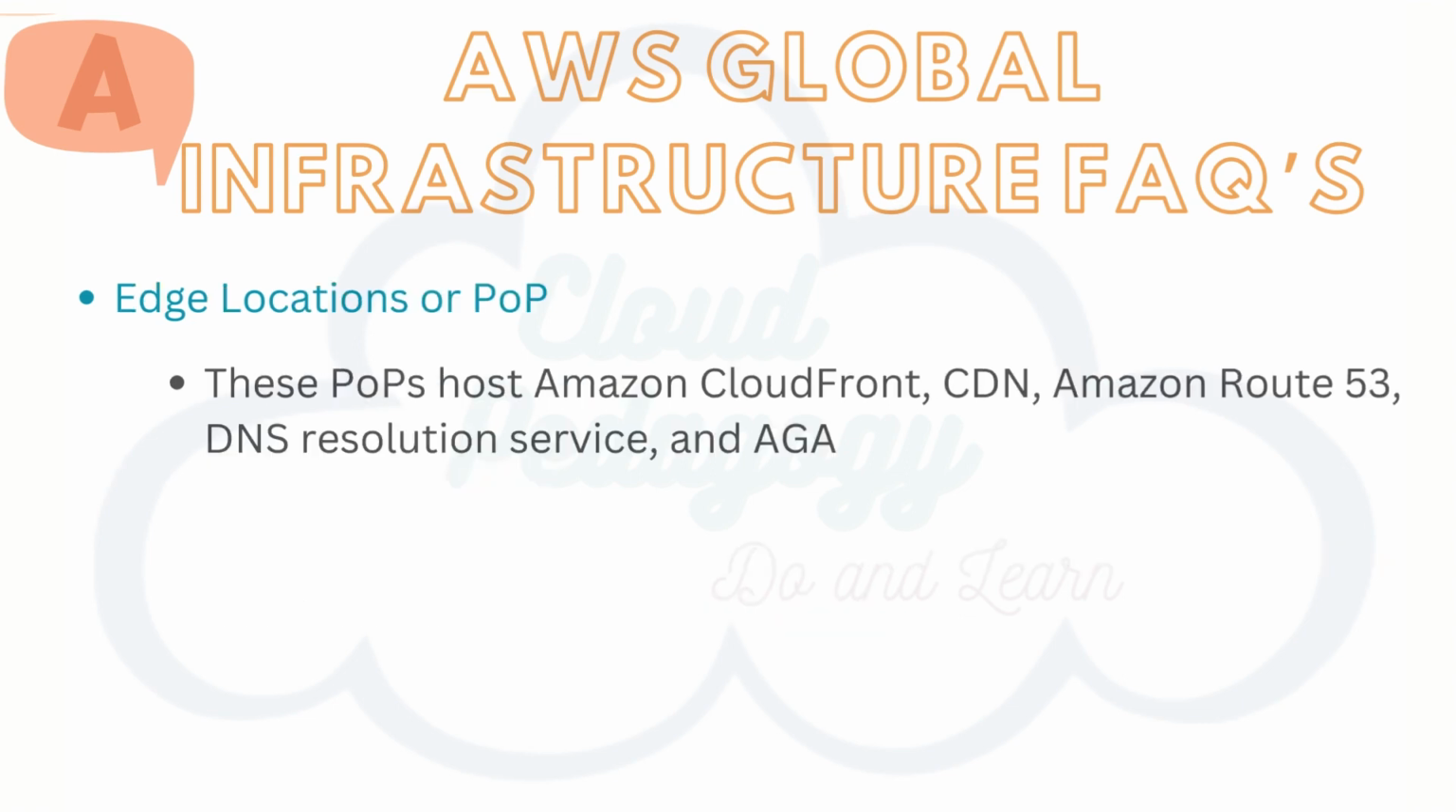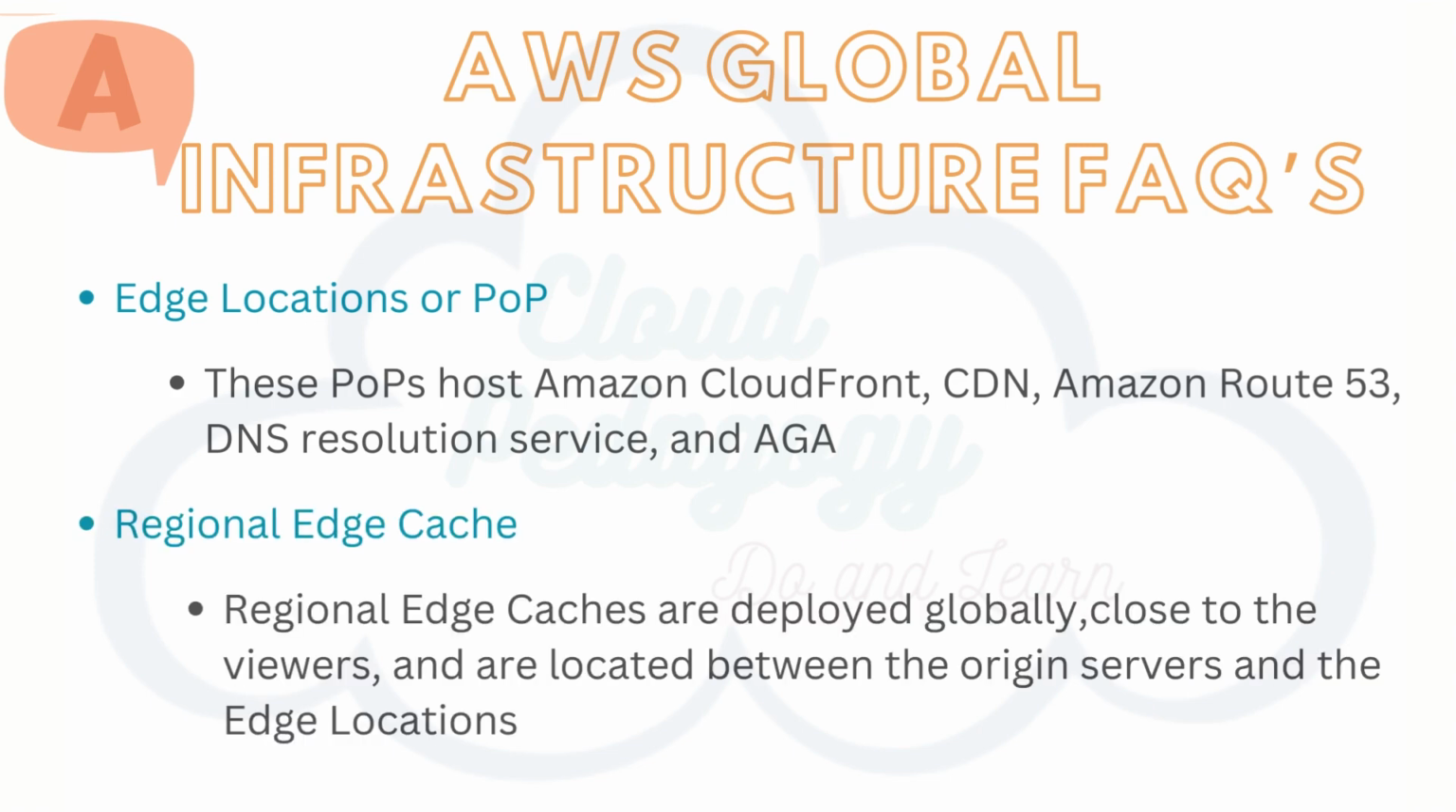Next, edge locations or point of presence. In addition to the AWS regions and availability zones, AWS also operates a globally distributed point of presence, which are POP network. These POPs host Amazon CloudFront, a content delivery network, Amazon Route 53, a public domain name system DNS resolution service, and AWS Global Accelerator. Next, regional edge cache. Regional edge caches are deployed globally, close to the viewers, and they are located between the origin servers and the edge locations.